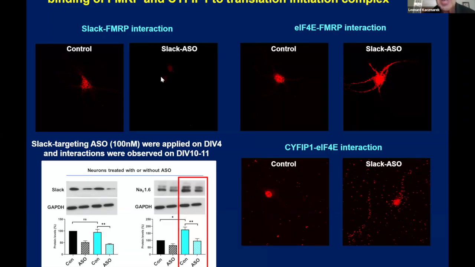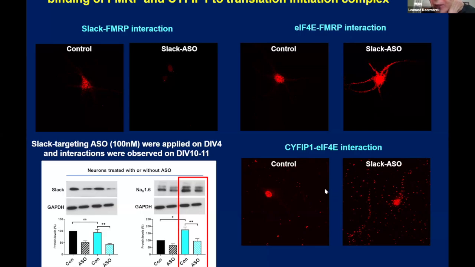But surprise, surprise, if you actually get rid of SLAC using antisense oligonucleotide against SLAC, you have no more interactions of FMRP with SLAC. But look what happens then with the interactions of EIF4E with FMRP. That's the initiation translation complex with FMRP. That is lower to start off with. But when you get rid of SLAC, FMRP moves back to the initiation complex, and that would suppress the translation of messenger RNAs.